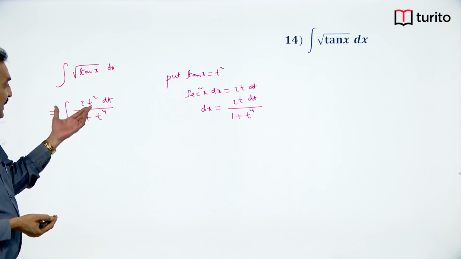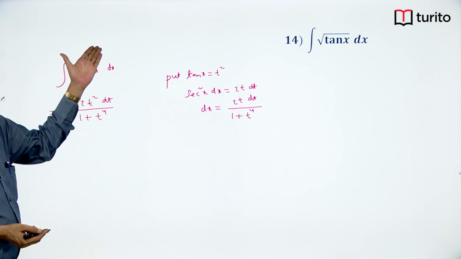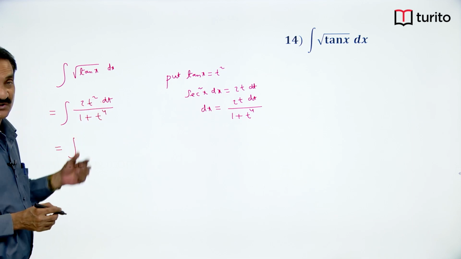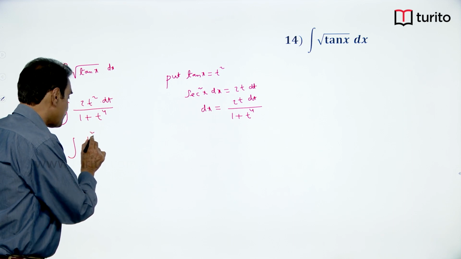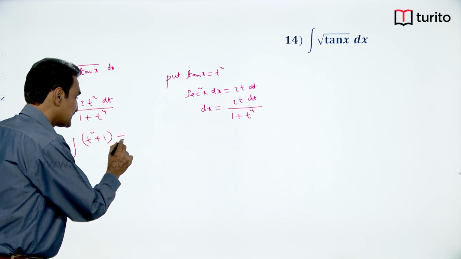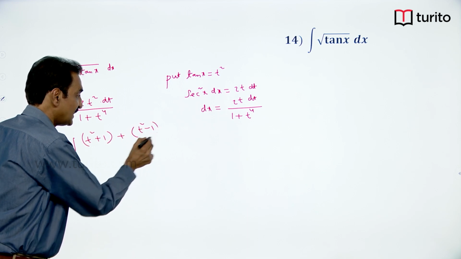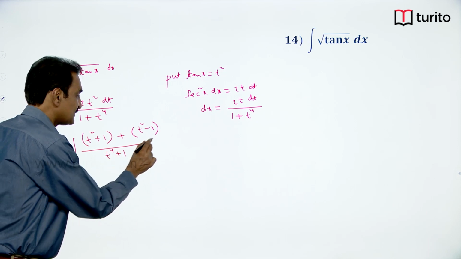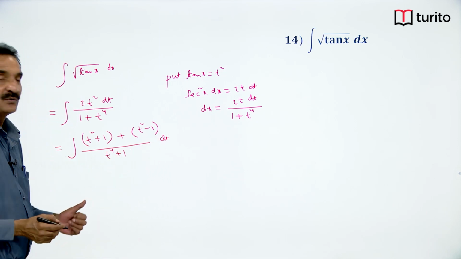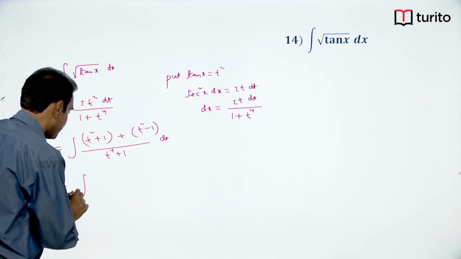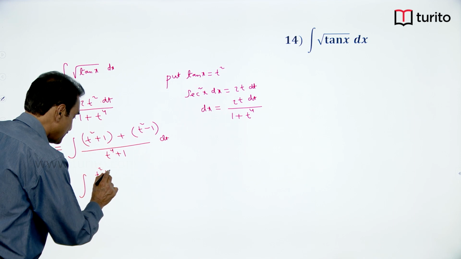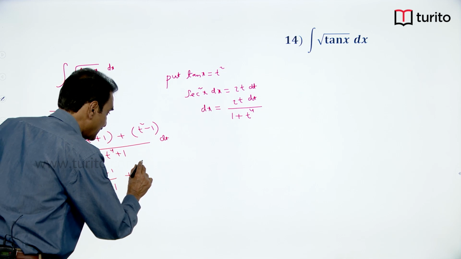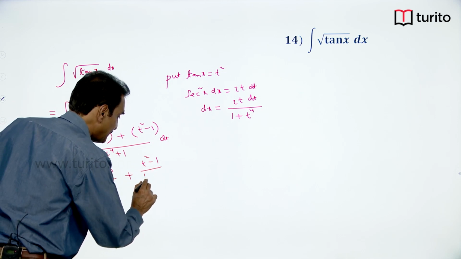Now, we have seen this model in one of the previous questions. To integrate this, we write 2t square as t square plus 1 plus t square minus 1 by t power 4 plus 1. Now, separating the denominator, t square plus 1 by t power 4 plus 1 plus t square minus 1 by t power 4 plus 1.